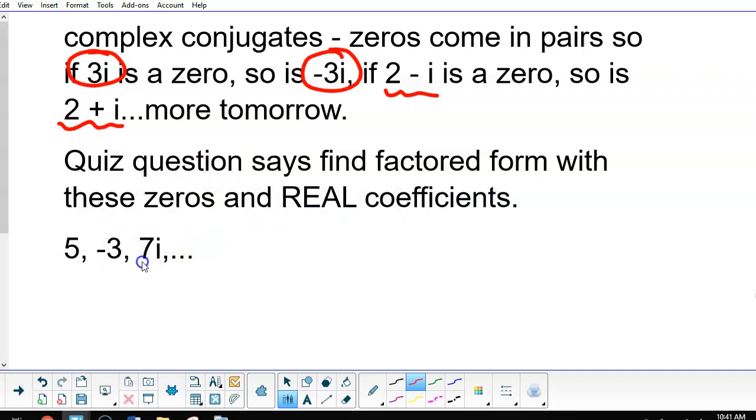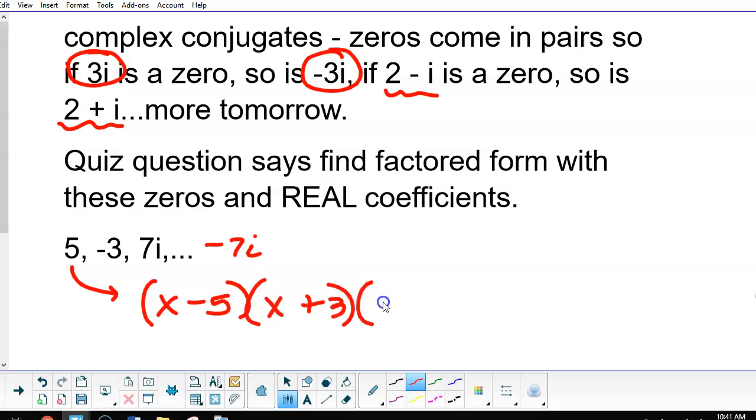It says, find a factored form in least degree, I think it says, with zeros given here and real coefficients. Okay, as soon as you see this positive 7i, you need to realize what also has to be a 0, guys. Negative 7i. Okay, everybody good? They come in pairs. All right, now you have to write them as factors. So what would 5 look like as a factor instead of a 0? Okay, and negative 3 would be? Okay, and 7i would be? And negative 7i would be? Okay, we good? Now, do we have only real coefficients in this problem? No.